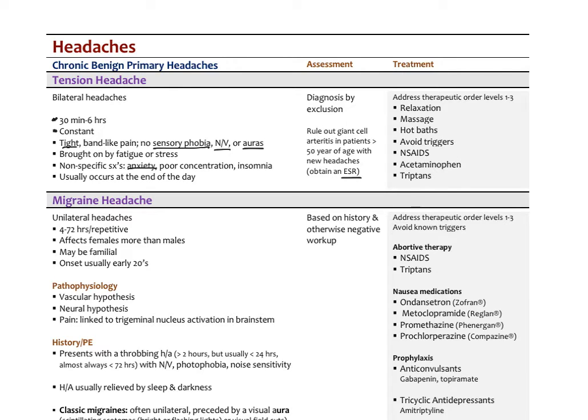But typically tension headaches, we usually address therapeutic order levels 1 through 3. So relaxation, massage, hot baths, avoid triggers, maybe some NSAIDs, acetaminophen. Triptans are drugs used for migraines, but they do have a role in tension headache. But usually our herbal therapies, acupuncture, that sort of thing would be maybe what we'd start with.